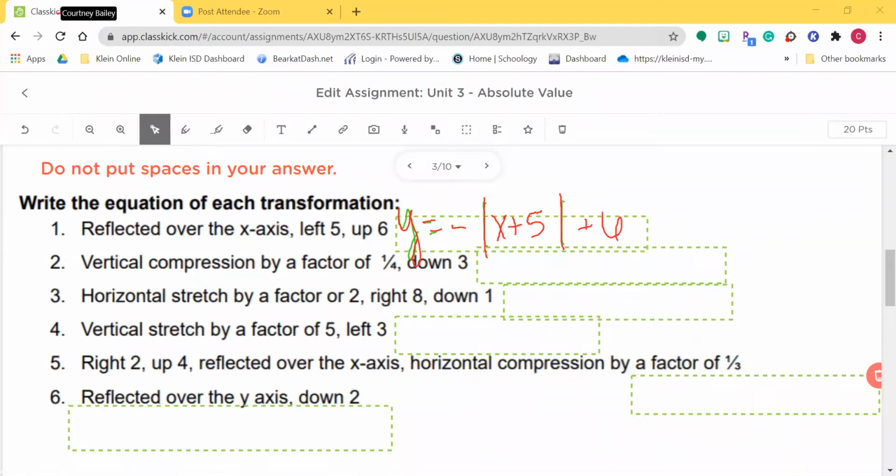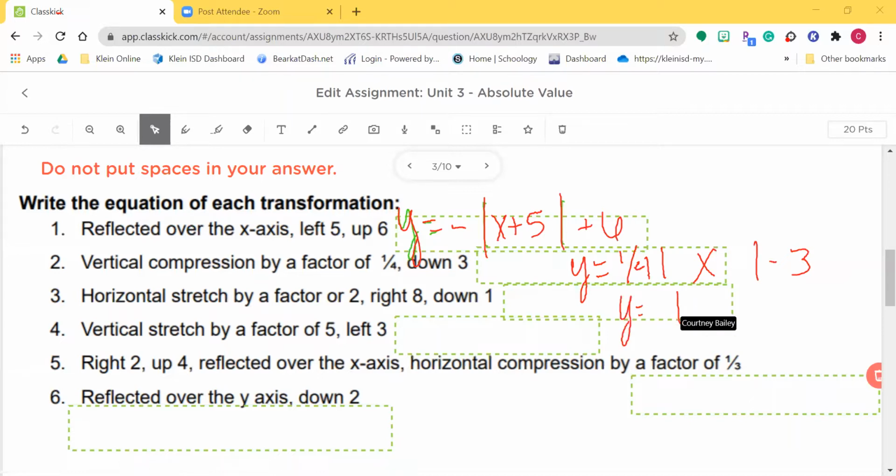Very good. Now, my second one, y equals my skeleton. Vertical, inside, outside? Outside. 1/4 or 4? 1/4. Thank you. Down 3, inside, outside? Outside. Plus or minus? Minus. What has to go inside? X. Very good. Thank you to all my kids answering.